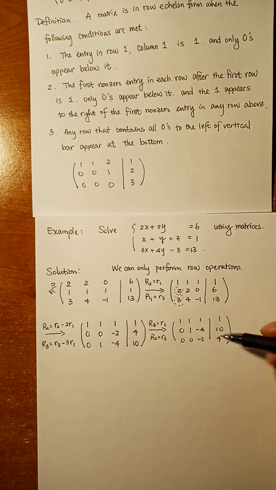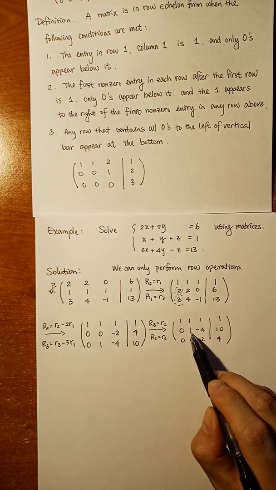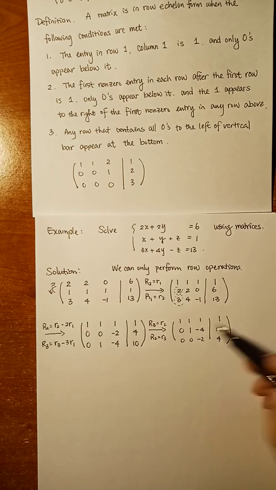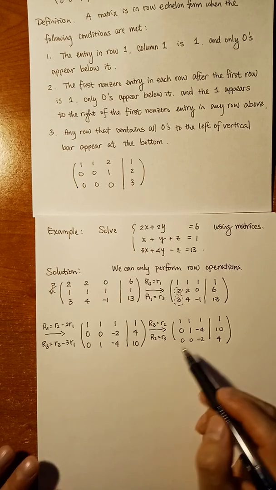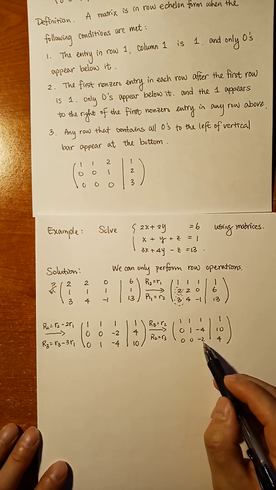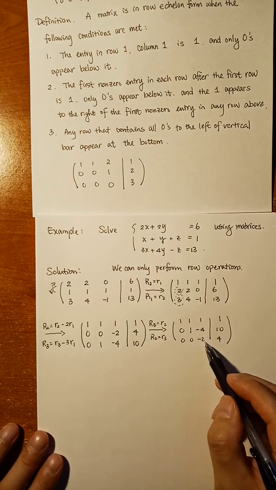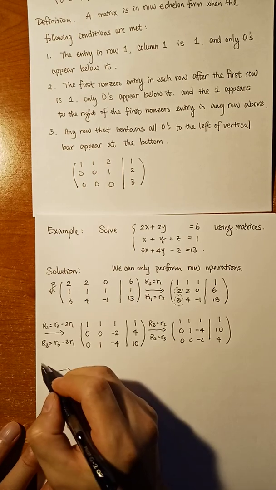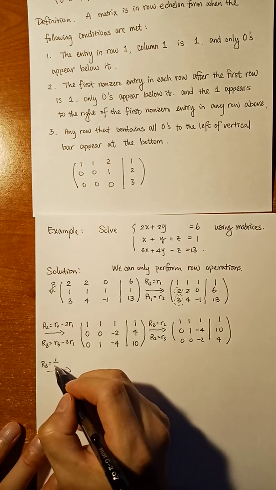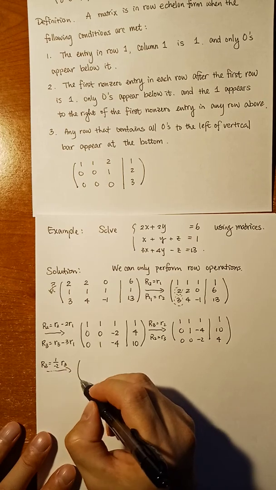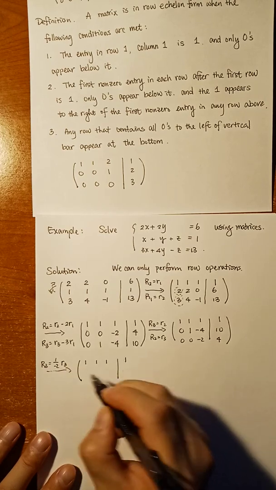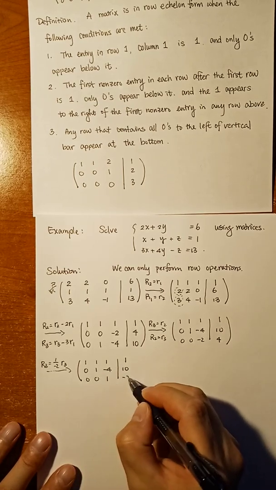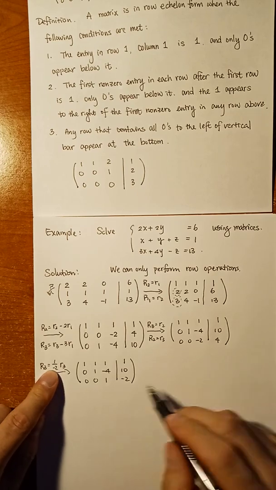Right? So check here. Now the first non-zero entry in the second row is a 1. Below 1, it's always 0. So we are okay with the second row. And in the third row, the first non-zero entry is -2. Well, it's not a 1. We divide the third row by -2. We get 0, 0, 1, and 4 divided by -2 is equal to -2.